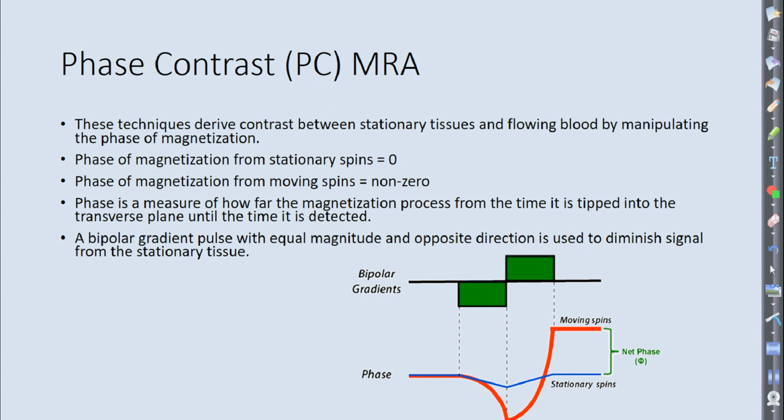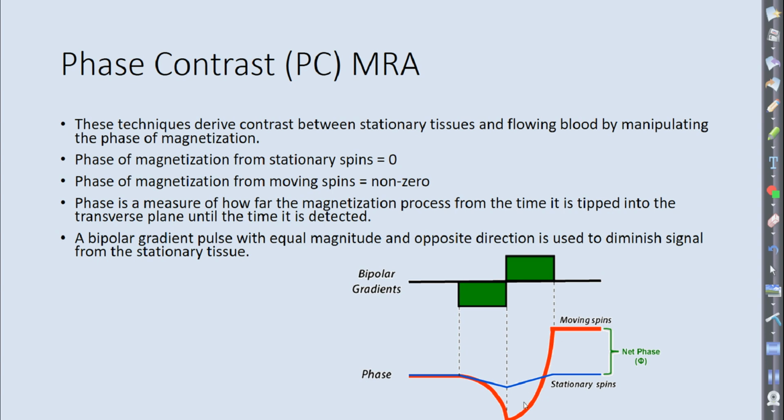So the imaging technique used to get MRV is what we call phase contrast MRA. This is where we are going to be changing the phase of the spins and showing the difference in phase between our stationary and our moving spins, or our flowing blood. We're going to apply a bipolar gradient to really highlight the difference between the two.